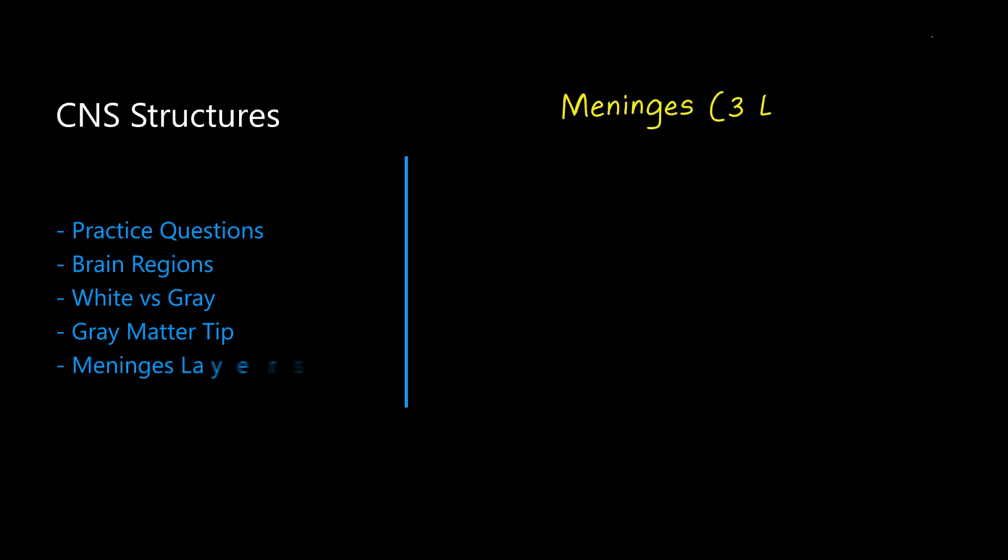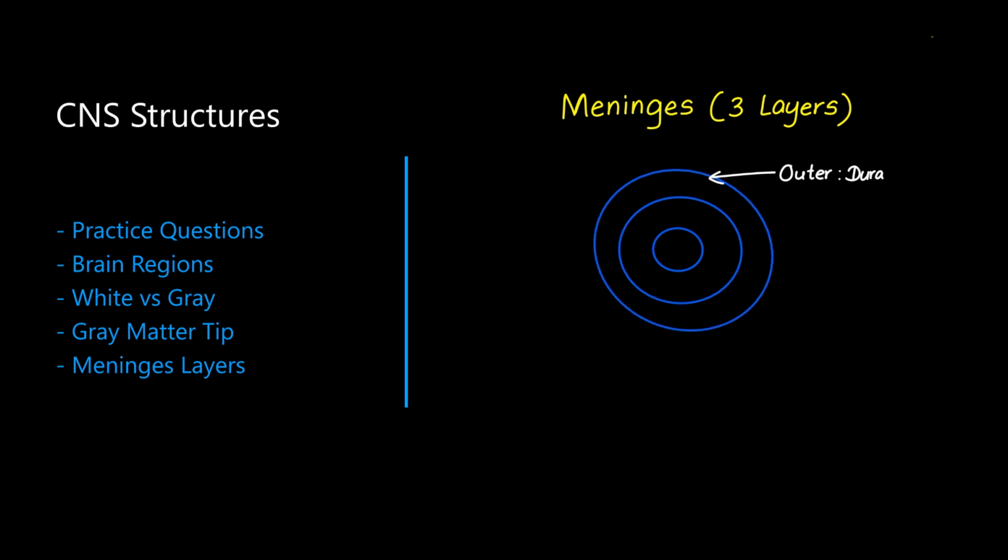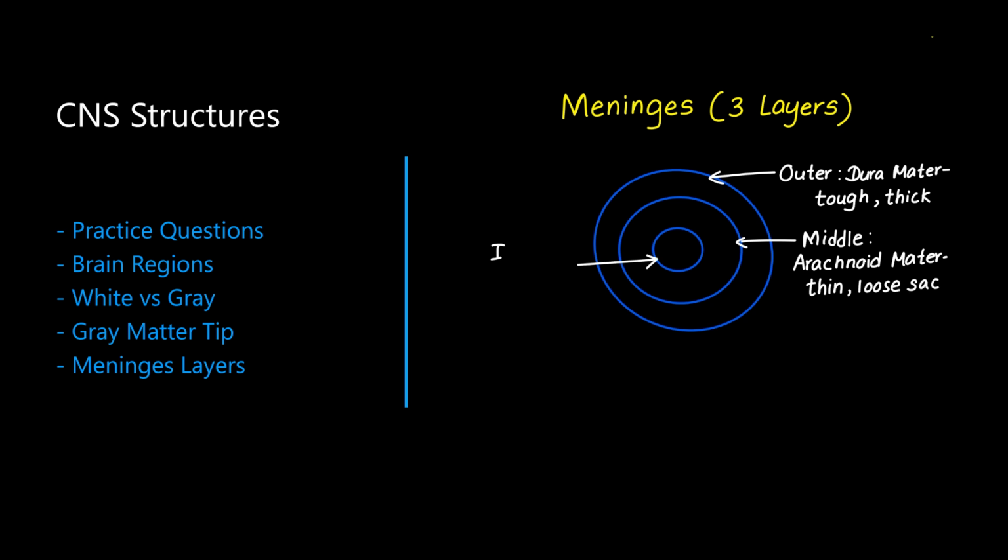Three protective membranes called meninges surround the brain and spinal cord. The outermost is the dura mater, which is tough and thick. The middle layer is the arachnoid mater, a thin, transparent membrane forming a loose sac. The innermost is the pia mater, a delicate layer that lets blood vessels pass through to nourish brain tissue.